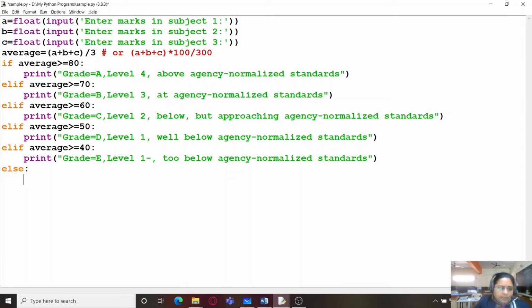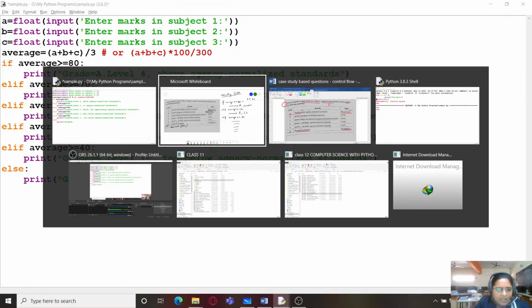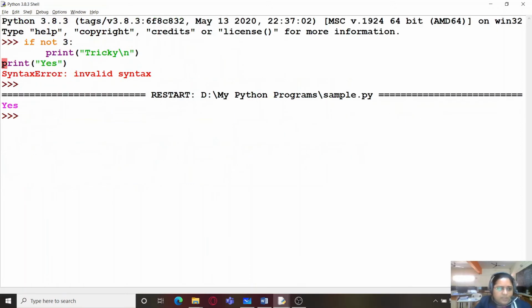Kindly remember one thing, that else doesn't accept any condition. So if you try to provide a condition in else, it will highlight this as an error. Grade is R and remedial standards, and that completes our cascading if else ladder. Let us run the program and check.